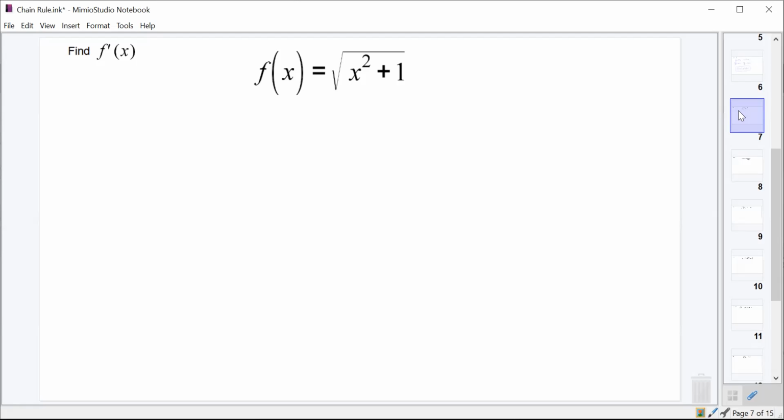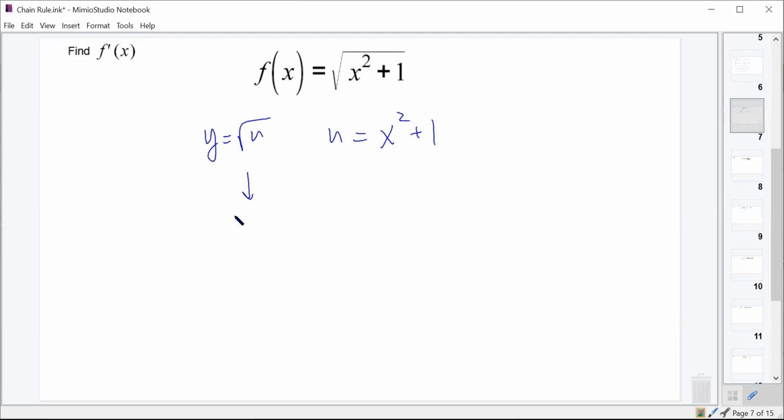What should we do? You can have y equals square root of u, because we know how to take the derivative of that, right? With u equal to x squared plus 1. And all we've got to do is take the derivative of each of them.